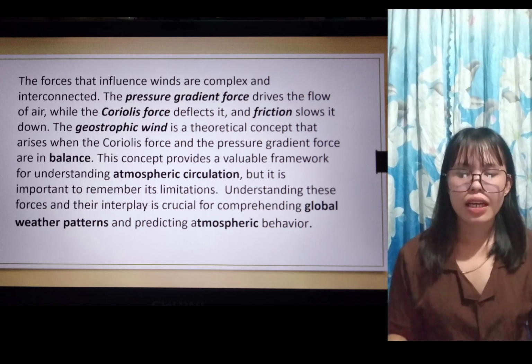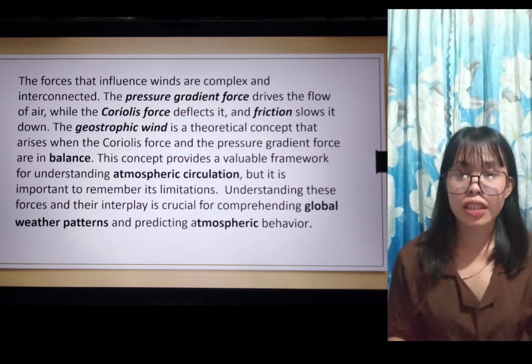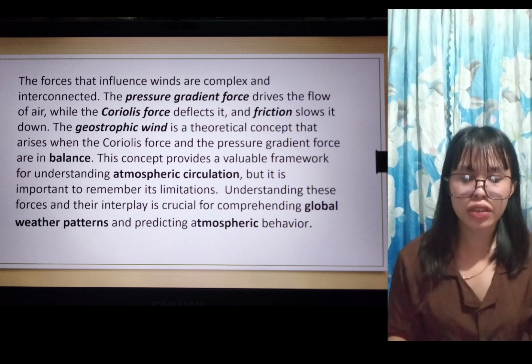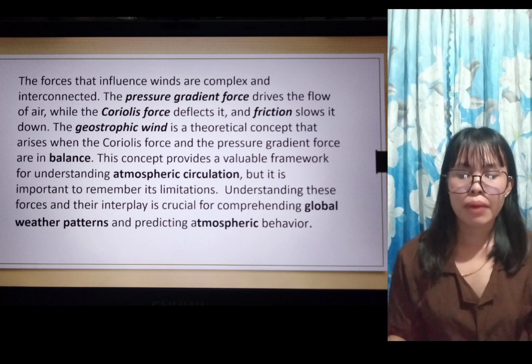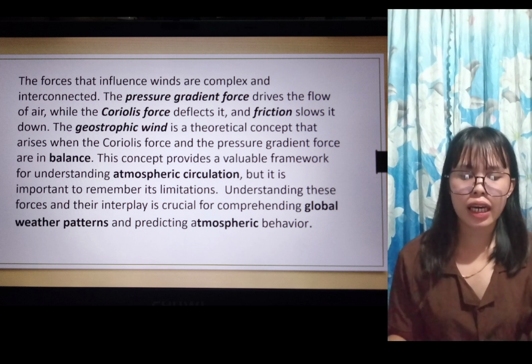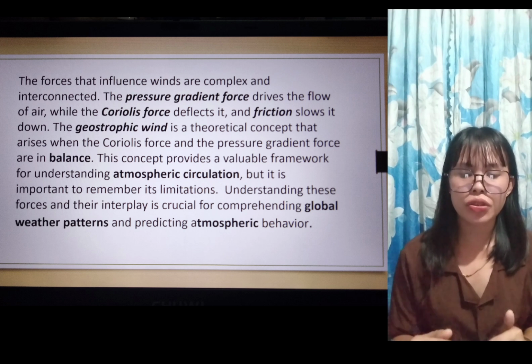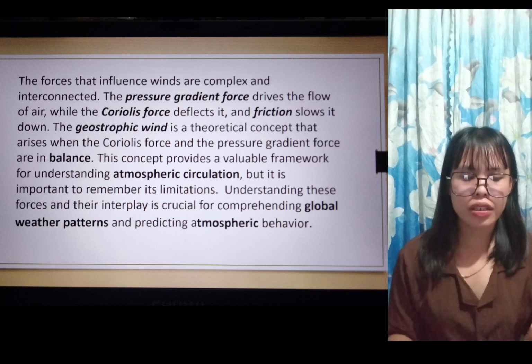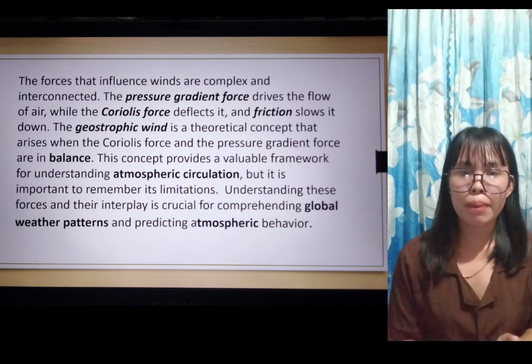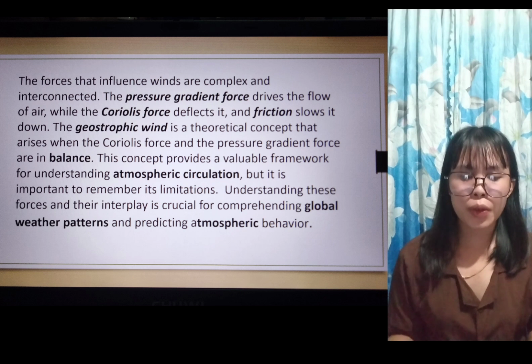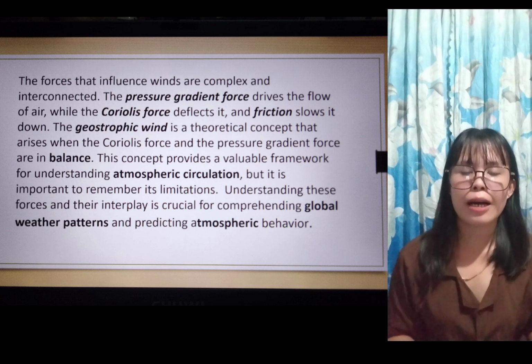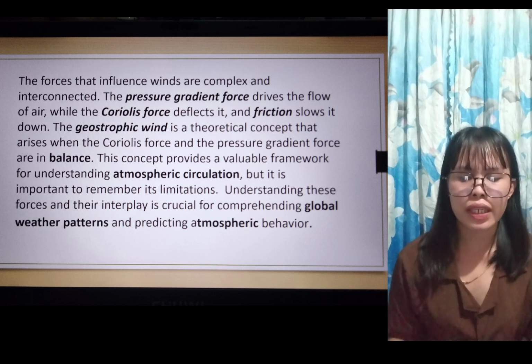So to summarize, the forces that influence winds are complex and interconnected. The pressure gradient force drives the flow of air. So ang dagan di ay sa pagdagan sa hangin, ang pressure gradient force ang nakaingon, while the Coriolis force deflects it. So ang Coriolis force mao'y nakapausab gali, naka-change og direction sa hangin, and friction slows it down. So ang friction mao to'y makapahinay sa pagdagan sa hangin. The geostrophic wind is a theoretical concept that arises when the Coriolis force and the pressure gradient force are in balance. So balance na gali ang pressure gradient force og ang Coriolis force, kinatawag na nila siya og geostrophic wind.